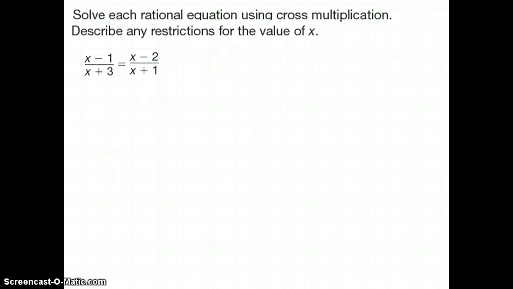So the first thing that I'm going to do is list my restrictions. And again, we said our restrictions are values that will make you divide by 0. So in this problem, my restrictions are x can't be -3 and x can't be -1. So we just want to make sure that we list those first. And now we're going to solve, and it says use cross multiplication.